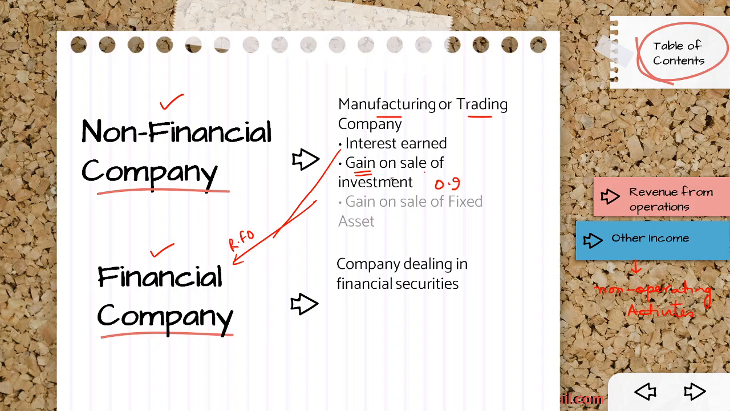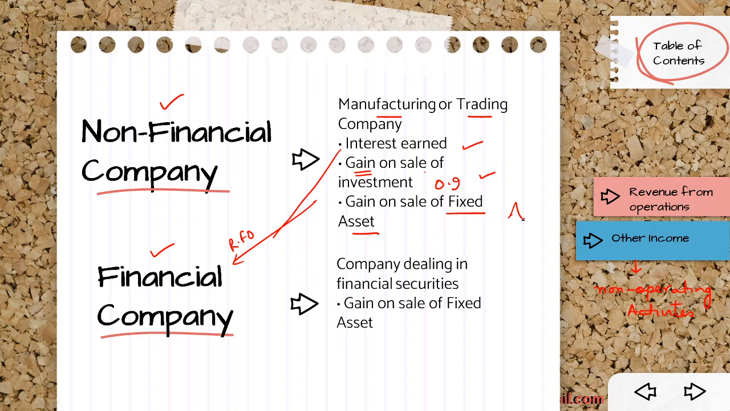Then next we have gain on sale of any fixed asset. So any fixed asset previously held, now sold, any gain made on that is again other income for a non-financial company. Now for a financial company, all these things mentioned above, interest earned and gain on sale of investment, were revenue from operations. Now what will come under other income in case of a financial company? Gain on sale of fixed assets.